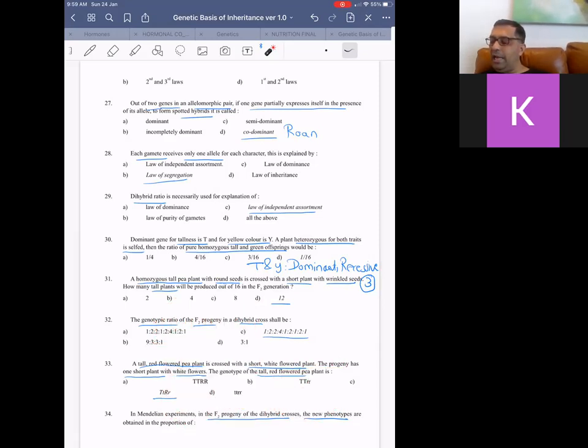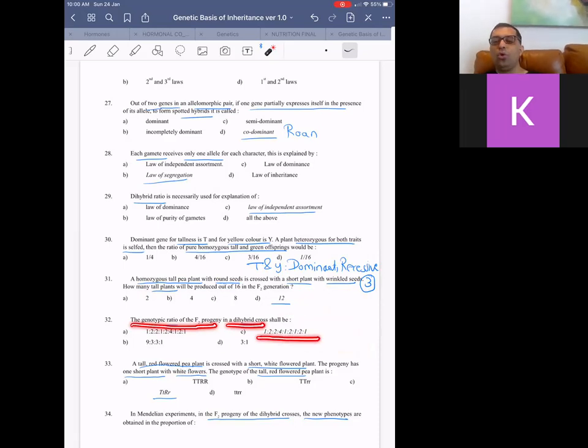So tall कितने आएंगे? 12. 9 आएंगे tall and round, and 3 आएंगे tall and wrinkled. तो tall कितने आए आपको? 12. Then the genotypic ratio of the F2 progeny in a dihybrid cross will be, well, this is simple.